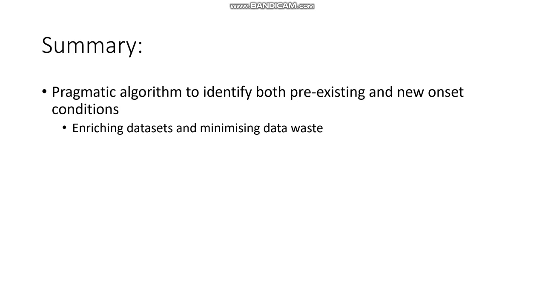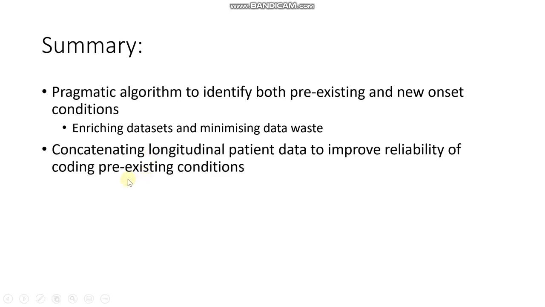So in summary, this pragmatic algorithm that we've described provides a very reliable and robust approach to identifying both pre-existing and new onset conditions in health datasets that predate the availability of the COF variable, therefore enriching existing datasets, minimizing data waste, and improving patient-orientated research. The findings of this study also highlight the value of concatenating longitudinal patient data to improve reliability of coding of pre-existing conditions, rather than using coding information from the index admission alone.